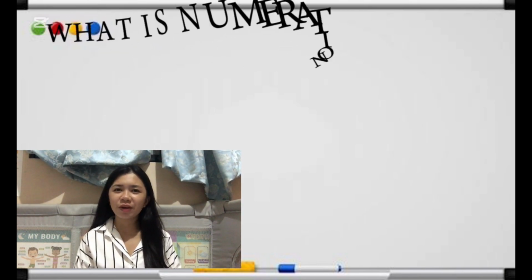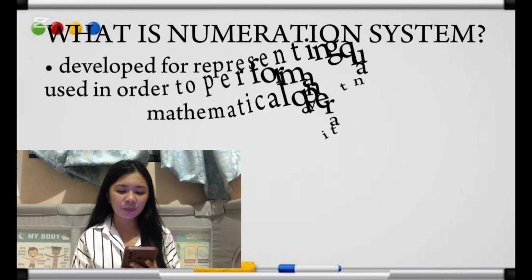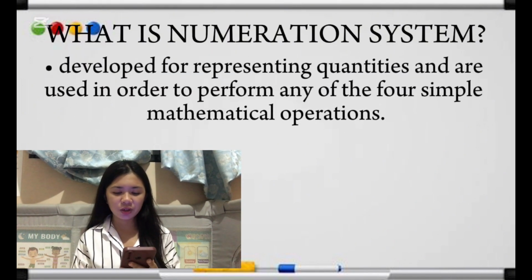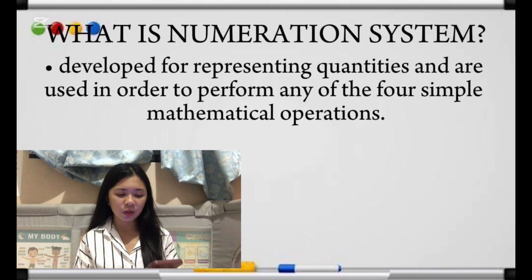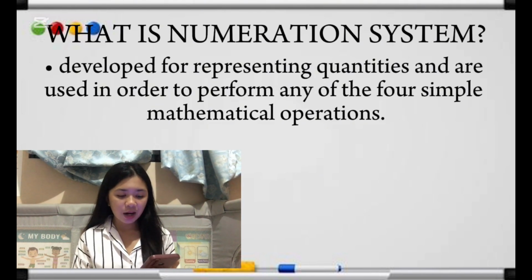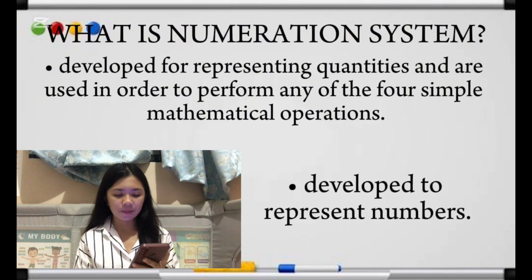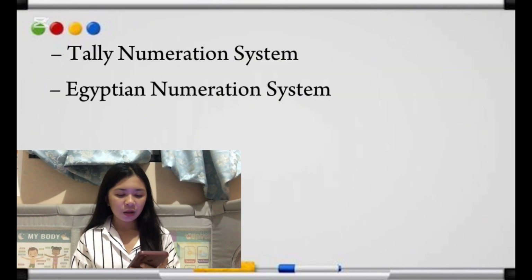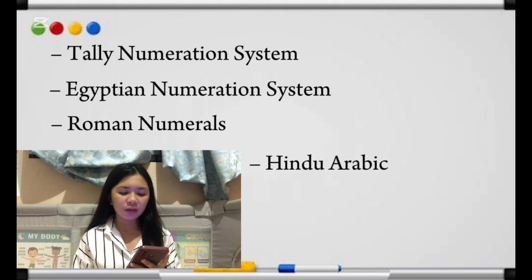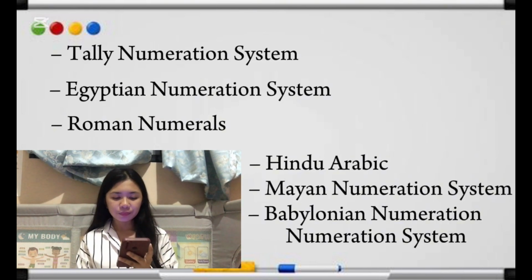So what is a numeration system? Numeration systems are developed for representing quantities and are used in order to perform any of the four simple mathematical operations. Throughout history, a variety of numeration systems have been developed to represent numbers. These were the tally system, Egyptian system, Roman numerals, Hindu-Arabic, Mayan, and Babylonian numeration systems.